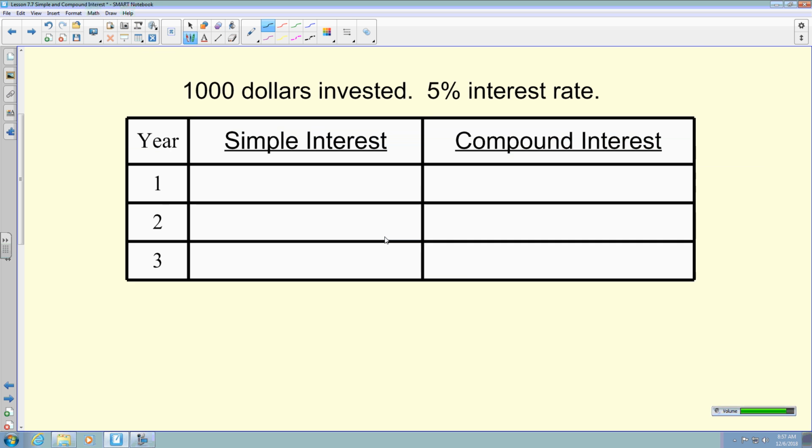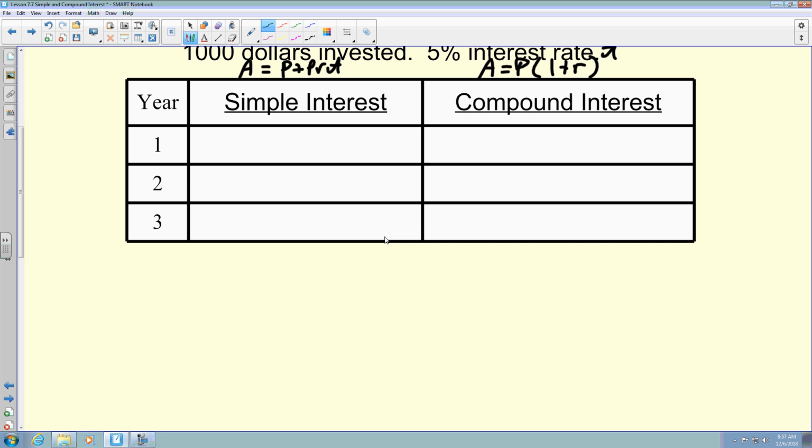Remembering that simple annual interest is going to be A equals P plus PRT, which we've done previously. And on the compound interest side, it's going to be A equals P times 1 plus the rate, raised to the T power. Let's do all of the simple annual interest. For 1 year, I got 1,000 plus 1,000 times 0.05 times 1. I multiply this out, I get 1,050.